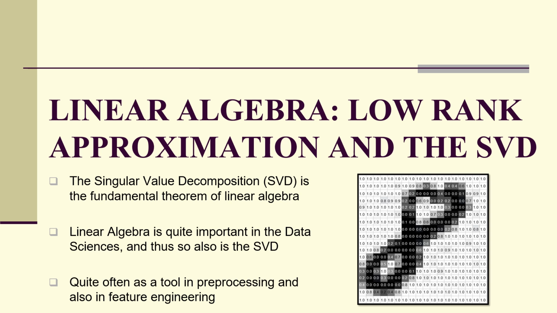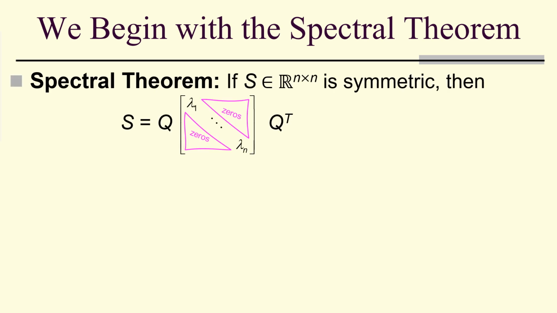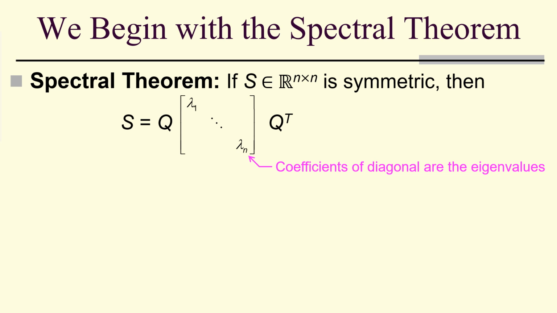We also have the spectral theorem, which says if S is an n by n square matrix that's symmetric, equal to its transpose, then S is equal to Q times a diagonal matrix times Q transpose, where Q is orthogonal, Q transpose Q equals the identity. The coefficients of the diagonal are the eigenvalues of S, and these eigenvalues are real numbers.